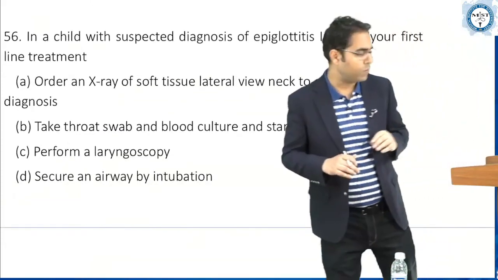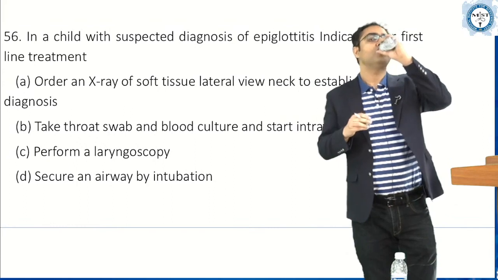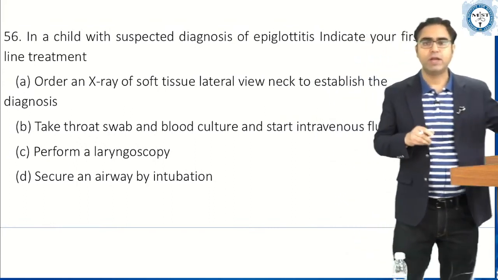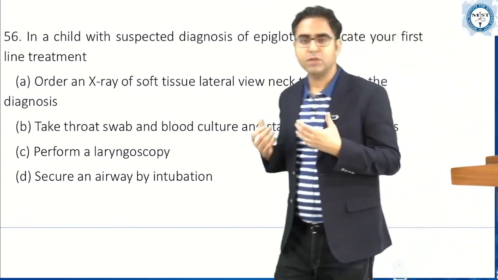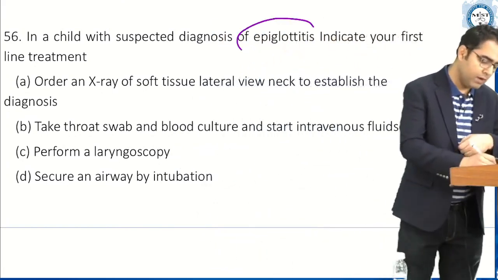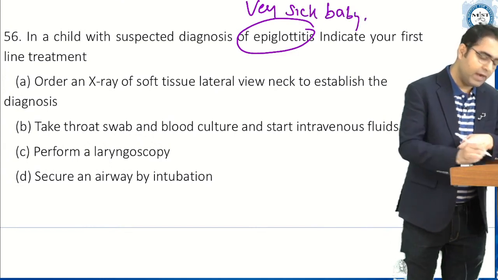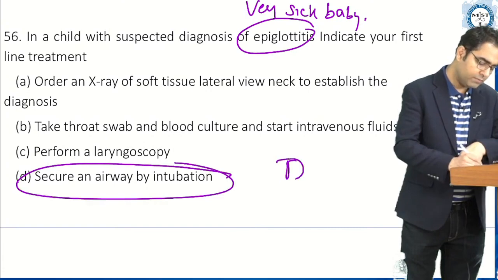Everybody, this is a pediatric question, beta. In a child with suspected diagnosis of epiglottitis, indicate your first line of treatment. First line of treatment, beta. Epiglottitis is an airway emergency. If you remember, it's a very sick baby, an airway emergency. So the answer is airway by intubation, beta.